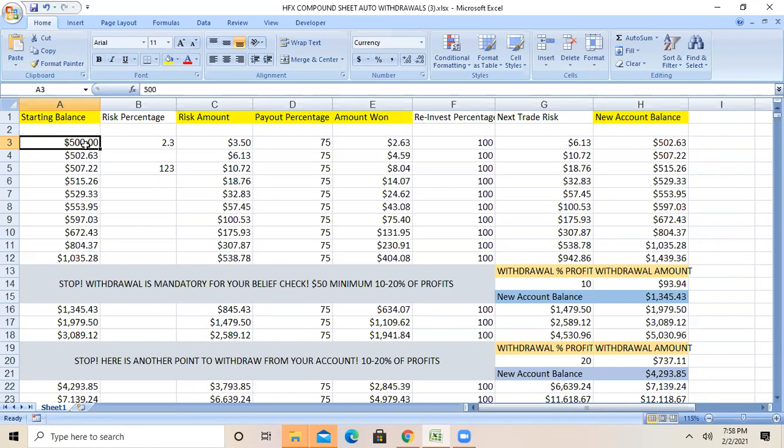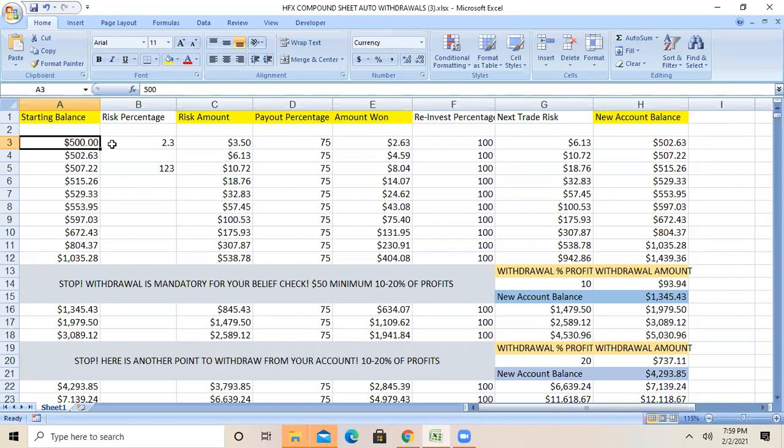Then you start to put a plan together on, let me move this money in a smart way upwards. So $500, let's say, is the starting balance. Look at the column where it says risk amount. Remember, we should not be risking more than 3% on each trade. But in this one, it's a little bit different because you have a plan of action. You've got your payout percentage, how much you won, and the last column is the new account balance.